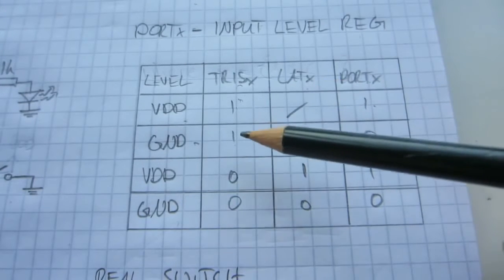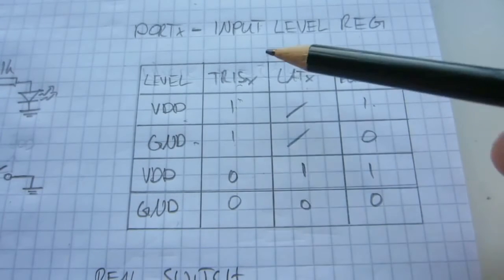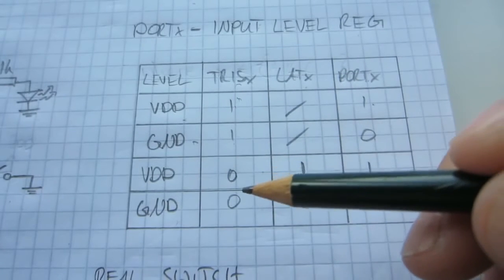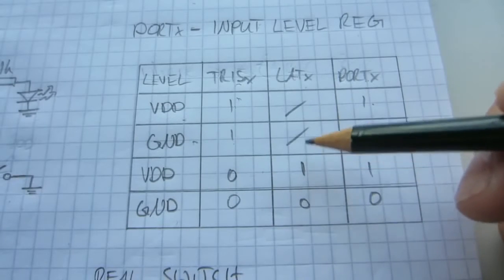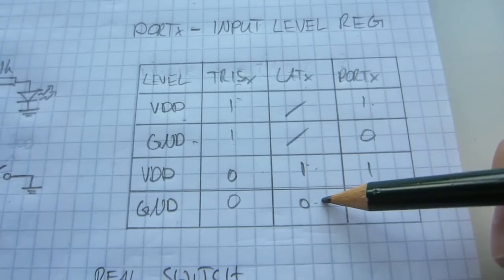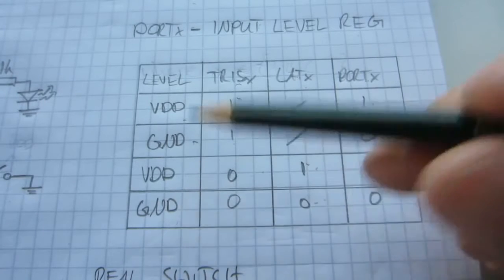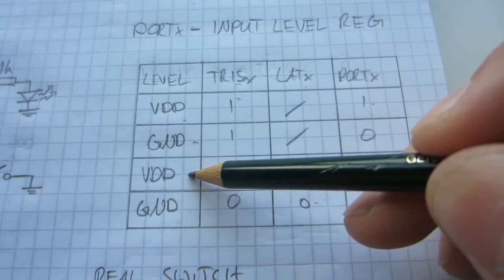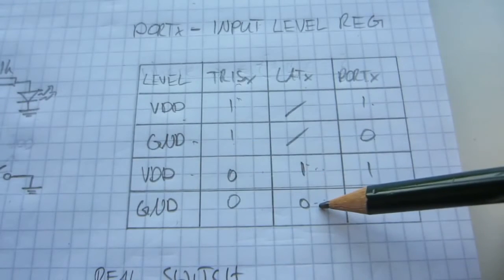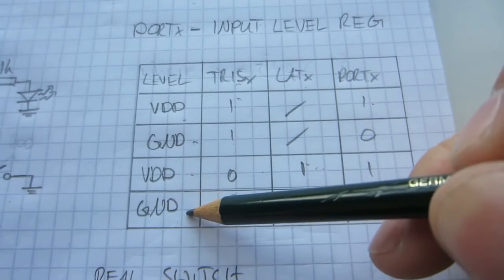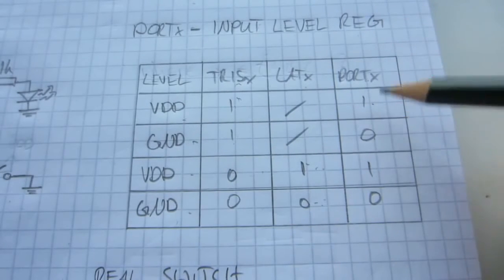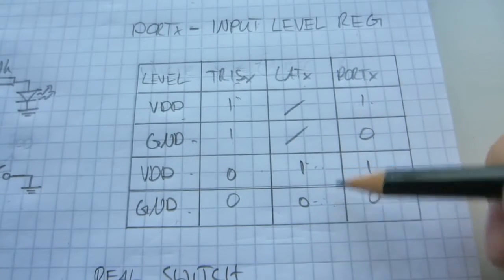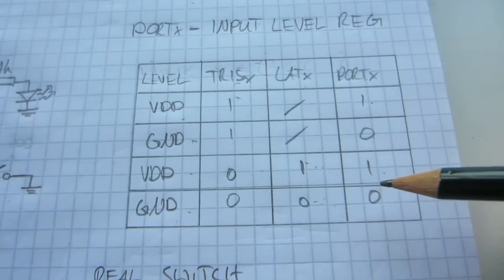Now, if we, on the other hand, have a 0 in the TRIS register, which means that the pin is configured as an output, then depending on how the latch register bit is set, the output is going to change. So if we've got a 1 in that latch register, then the pin is going to be at VDD, and if we've got a 0 in that latch register, the pin is going to be at ground level. And as I said, the port register also reflects the state of the latch register in this case.